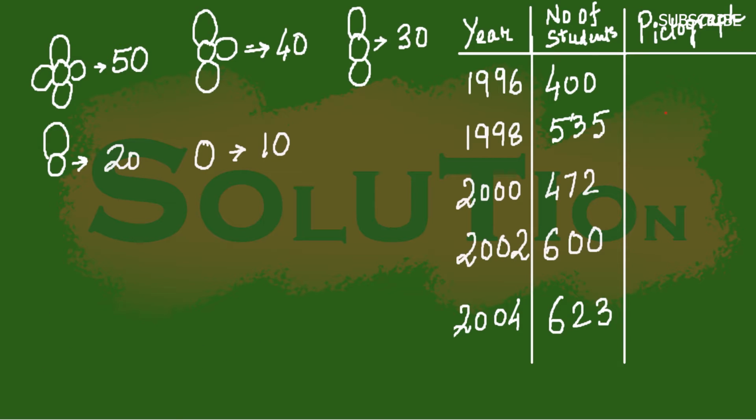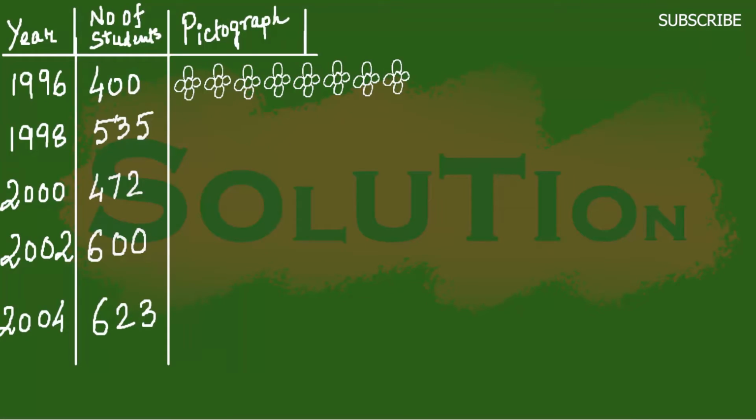And now let us draw the table. This is the table in front of you. We have year, we have number of students, and then we have our pictograph to draw. So for 400 we'll be using 8 symbols, because one symbol represents 50. So that way we have to represent it with the symbols. Now this is our 400.